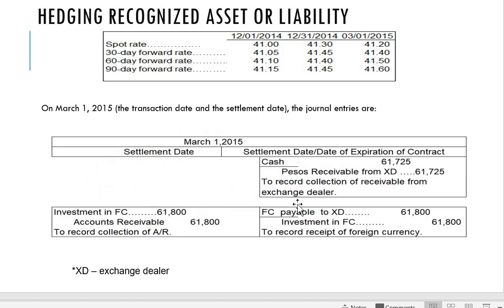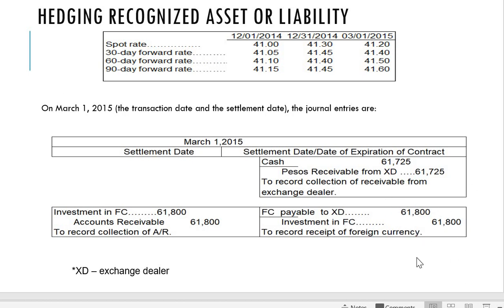Also, we have another entry. Since this is the date of settlement, we will also receive the peso receivable. So the peso receivable is fixed. What we receive is fixed, while what we pay will vary, since we are to sell foreign currency. What we pay depends on the spot rate at the settlement date, while what we collect is based on the spot rate on the transaction date. Okay, so we'll debit foreign currency payable to exchange dealer at 61,800 and credit investment in foreign currency at 61,800.